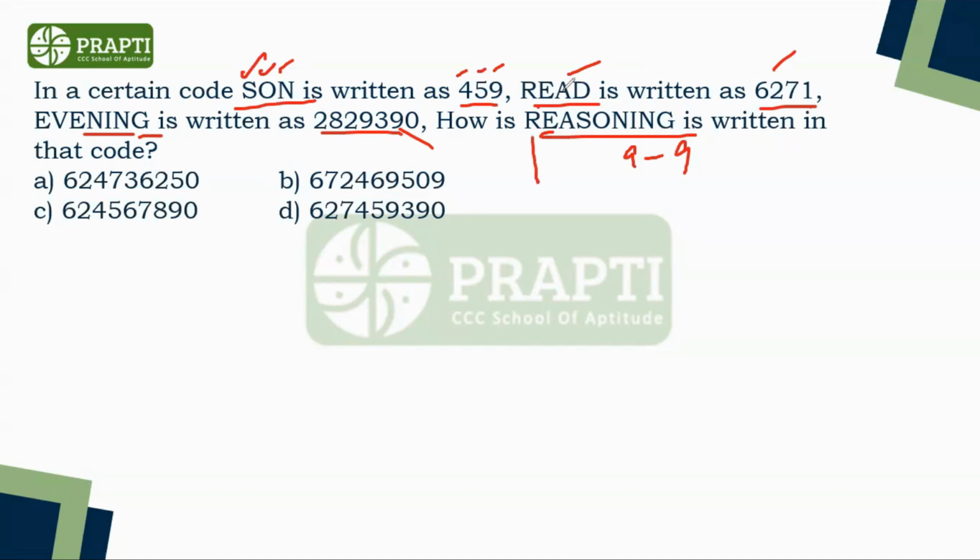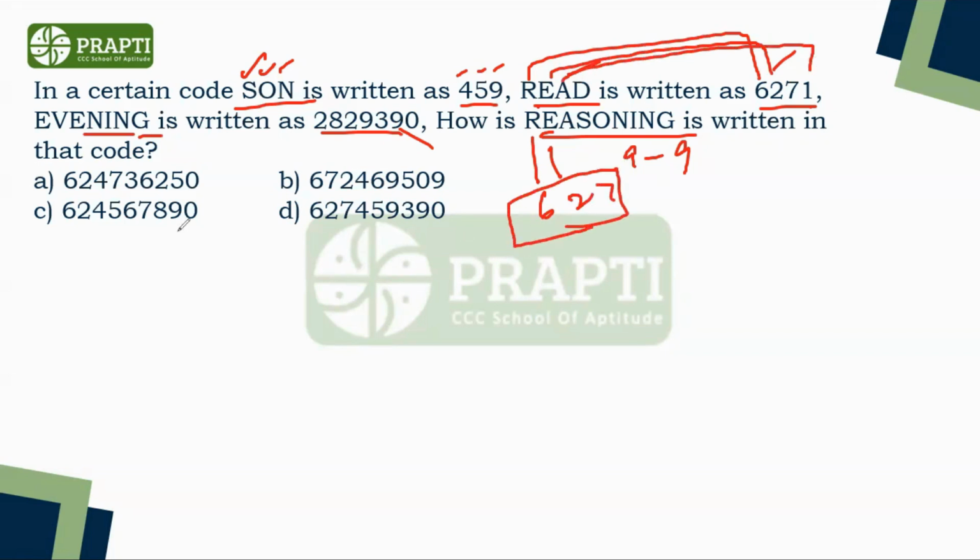So R is for 6. E is for 2. And A again, A is for 7. So 6 to 7 it should start. You just see 64 not possible, here also not possible, here 6, 7 to not possible. Here we have 6 to 7, so option D will be the answer.